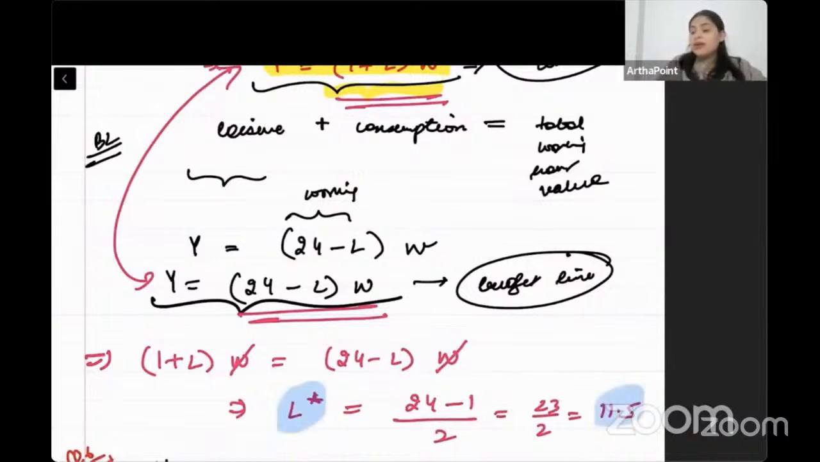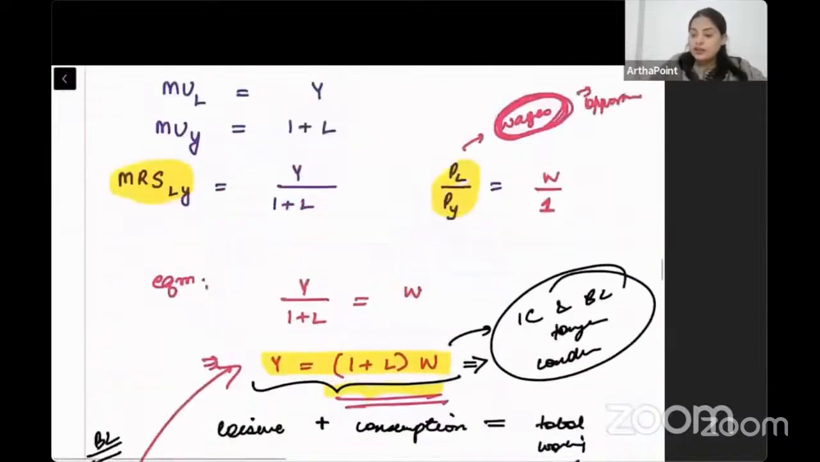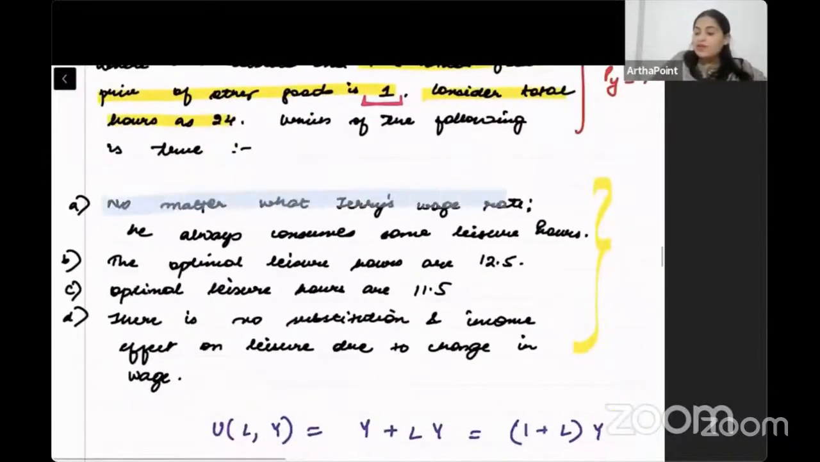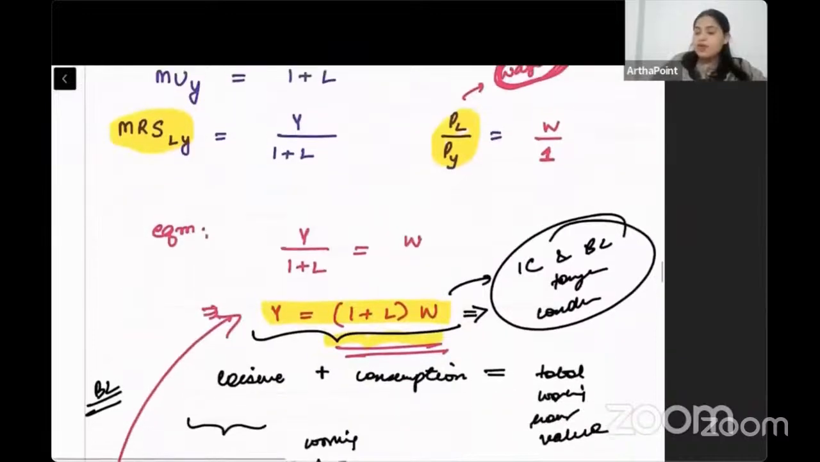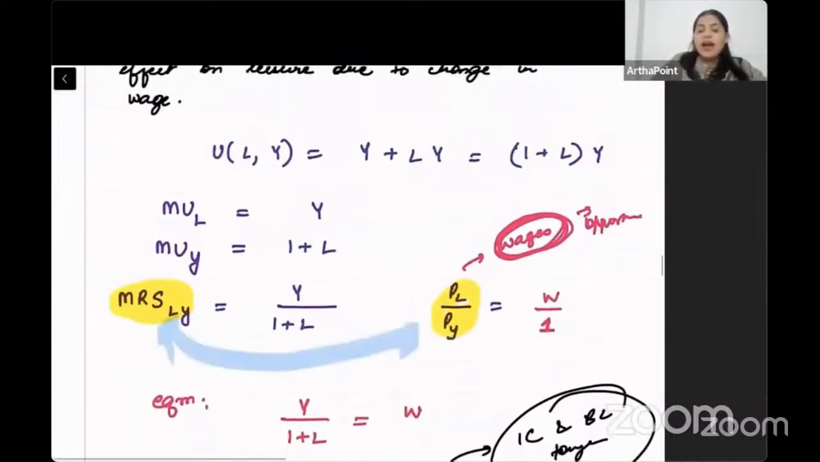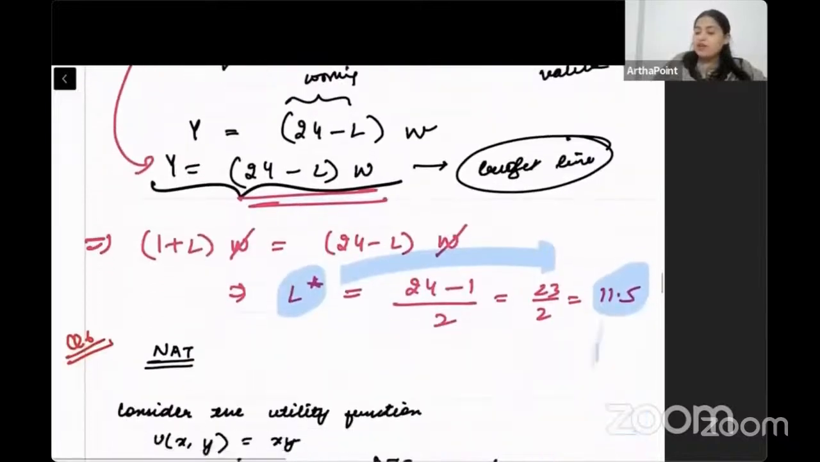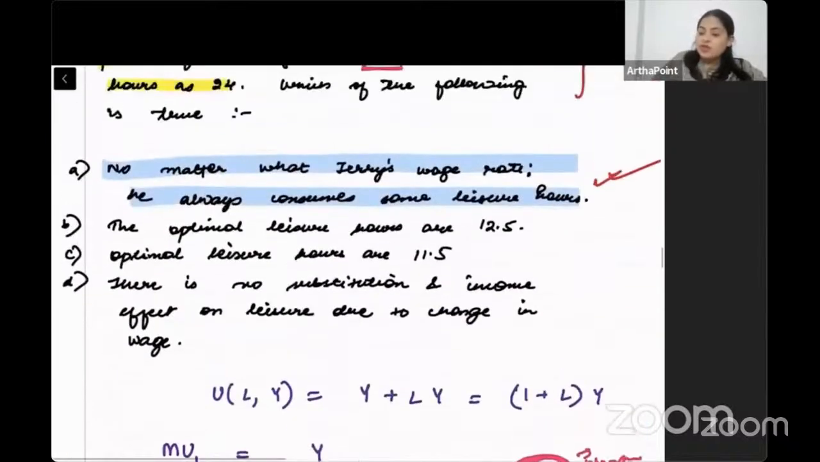Again, showing it does not depend on the value of W, irrespective of what W is. Wage कुछ भी हो, wage तो हमने पूरे क्वेश्चन में इंट्रोड्यूस ही नहीं की. उसके बिना I know that I will be enjoying the leisure hours of 11.5. So therefore, I can say that no matter what the wage rate is, he will always have his own leisure hours. This is a correct statement. And we also found out the optima. First, we equated MRS to the price ratio. And after that, we put that in the budget line and we got the optima is 11.5.